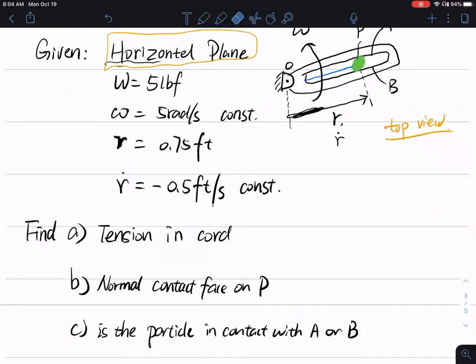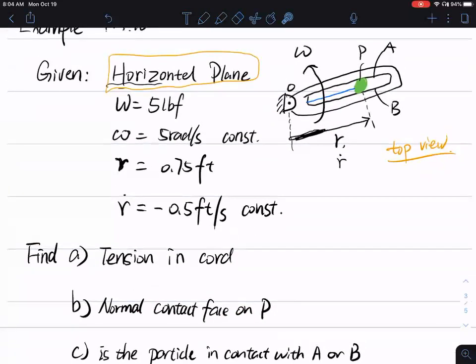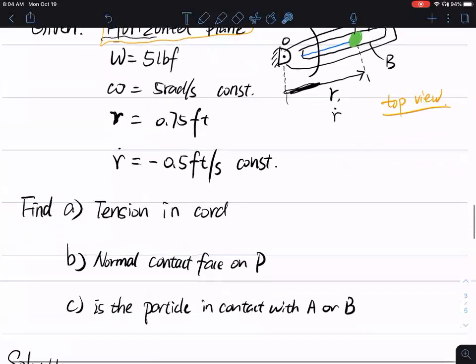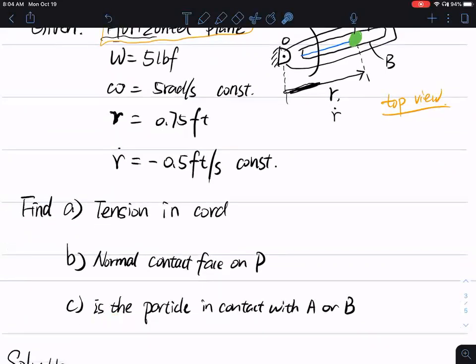Then we're looking for tension in the cord. So here, the cord is connected from point O to particle P. And we're also looking for the normal contact force on P. So what does that mean is we have two contact surfaces, A and B. So if this arm is moving, we want to find out if particle P is in contact with B or A. And next we want to find out, I think here I have a typo here. This is a force.